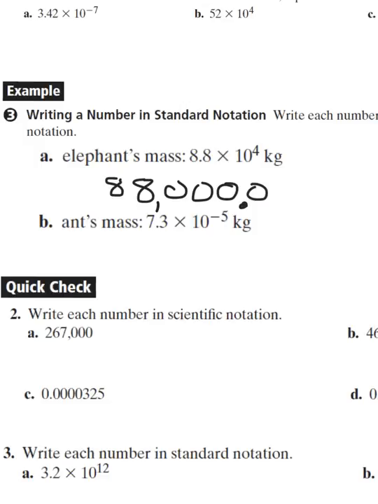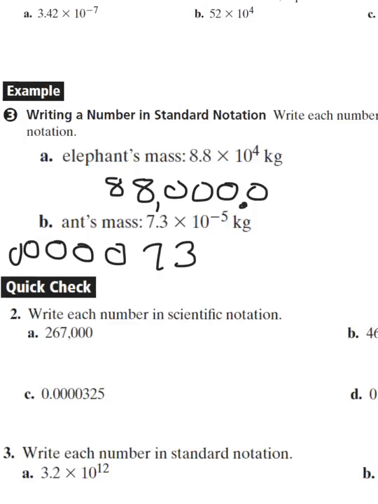If you were to punch this in your calculator, 10 to the 4th is 10,000. So 10,000 times 8.8 gives you that 88,000. So just kind of think about it as almost a big multiplication problem. Now, with a small number with a negative exponent, we're going to do the same thing except the reverse. We're going to move our decimal place to the left instead of the right.